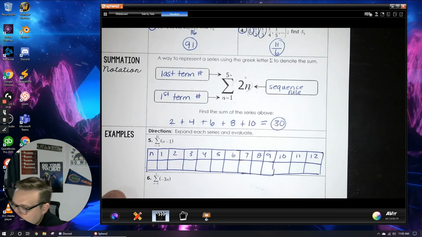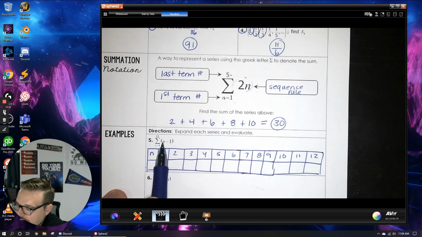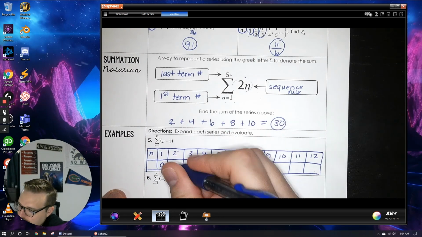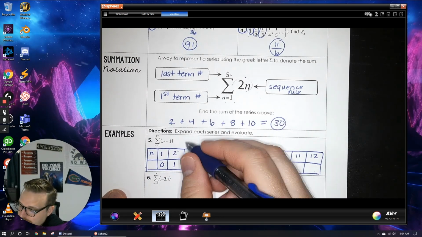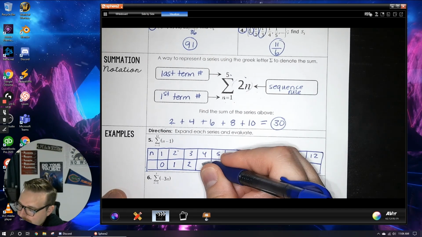Okay, so in the bottom of the table, we're using this table so we can keep better track of what each term comes out to be. When n is 1, let's plug that into our formula, and let's put 1 minus 1. So what do we get? We get 0. And then 2 minus 1, 1. 3 minus 1, 2. 4 minus 1, 3.